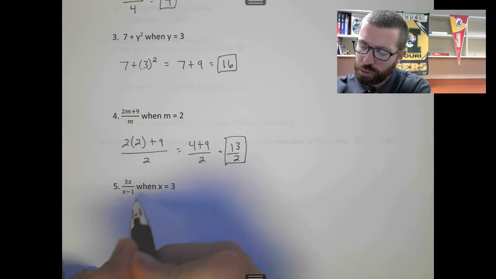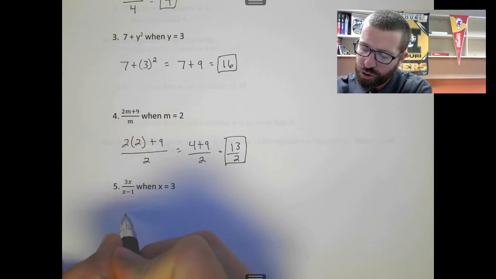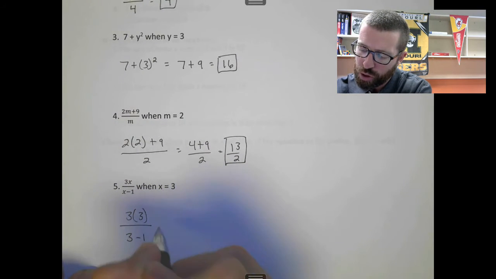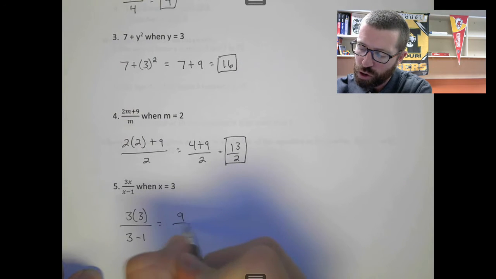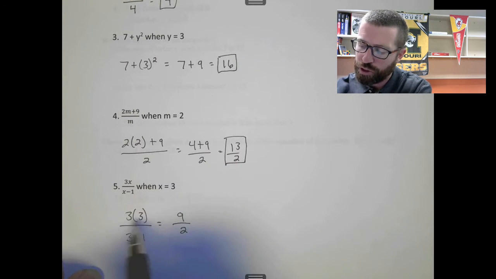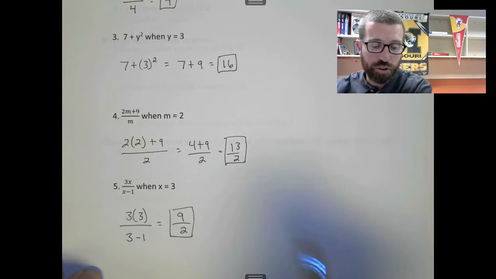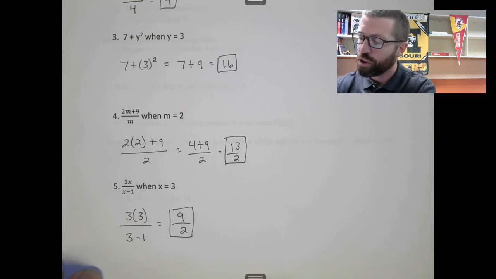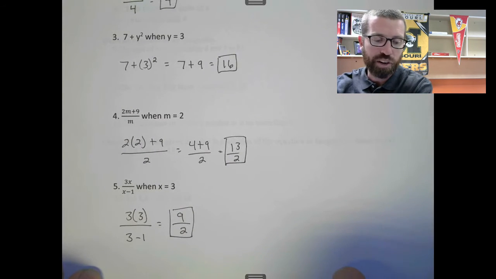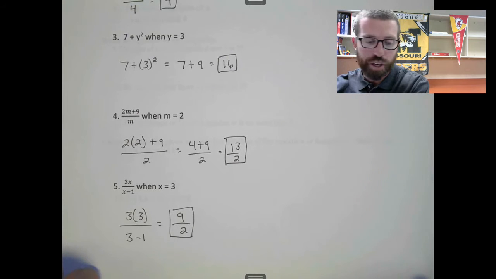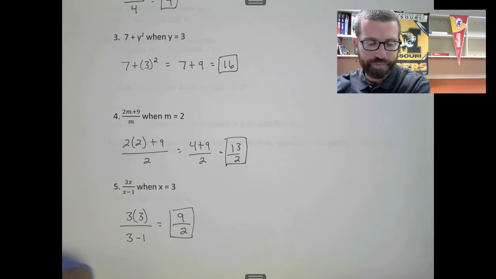And then on this number 5, plug in 3 for x. So it's 3 times 3, and then 3 minus 1. So that's 9 over 2. Multiply on top, subtract on bottom. And it's 4.5. So if you wanted to write it as a mixed number, you could. If you wanted to do a decimal, you could. But once again, improper fractions are king as you get further along in your math career.